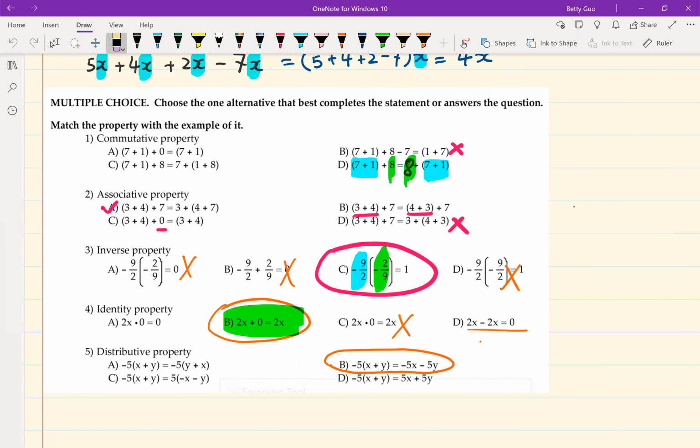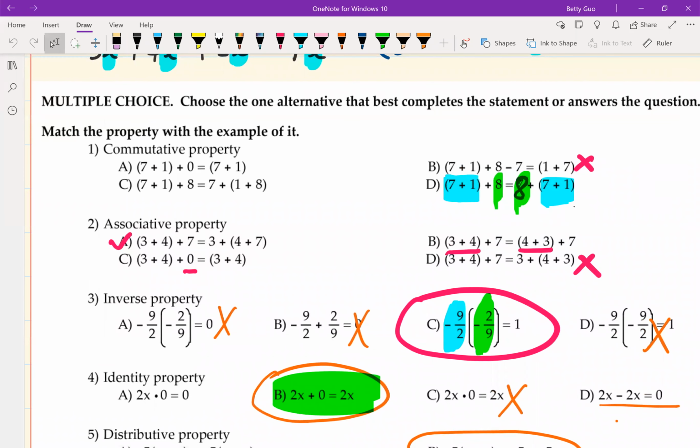Number 1, commutative property. We need to find or identify the example that corresponds to the given property. Commutative property. So look at the A, B, C, D. The answer is D. In D, I highlight 7 plus 1 inside the parentheses as blue, 8 as green. So you can see the equation shows the blue and the green are interchangeable in the addition. So that is an example for commutative property.